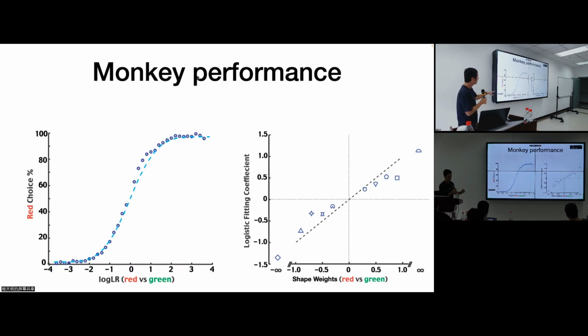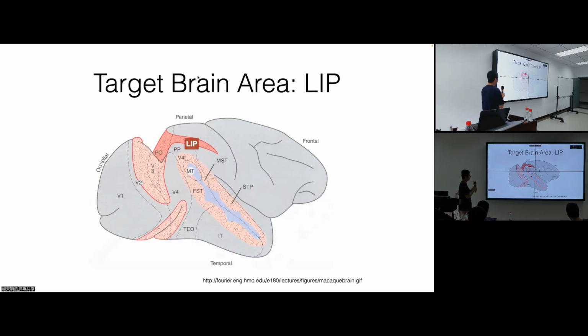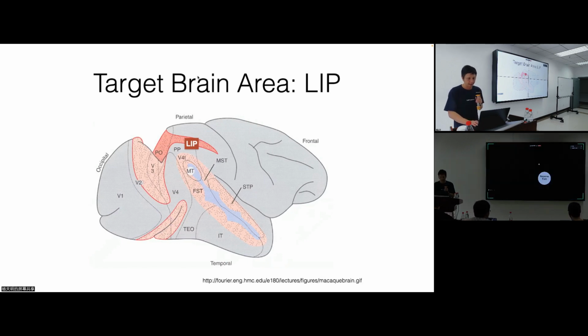Okay, so now we see the monkey can do the task. The next thing is we want to ask how neurons do, right? And for this task, again, we go back to LIP. I introduced LIP last time. LIP is involved in planning eye movements toward a particular target. And again, in this experiment, we ask the monkey to use eye movements to do the task. So we think LIP would be an appropriate area to look at.